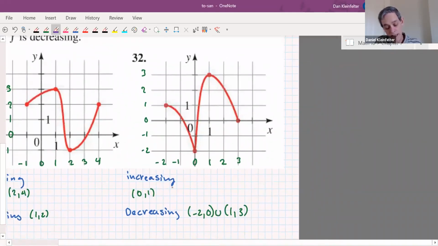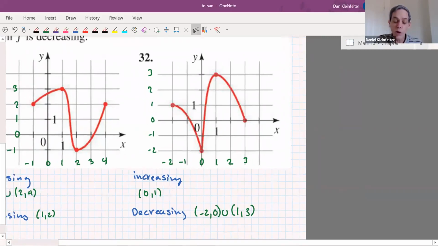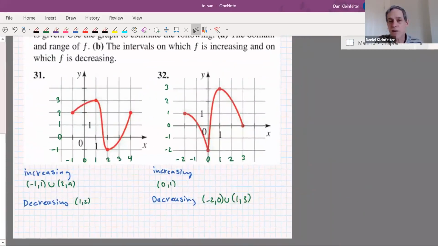For this one, it's increasing on the interval from 0 to 1. So when x is between 0 and 1, it's going up. If x is between -2 and 0, it's going down. And if it's between 1 and 3, it's going down. You'll notice when we specify intervals of increase and decrease that we're talking about the x values, right?